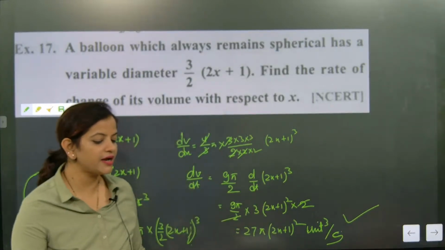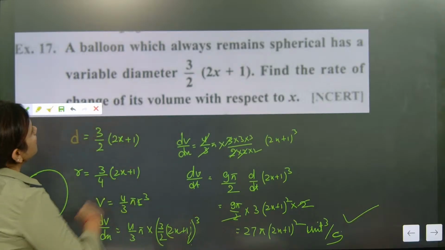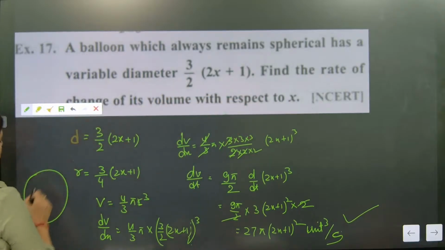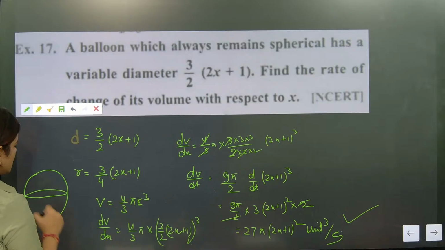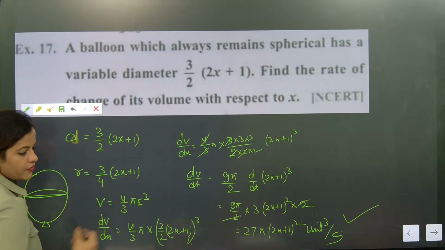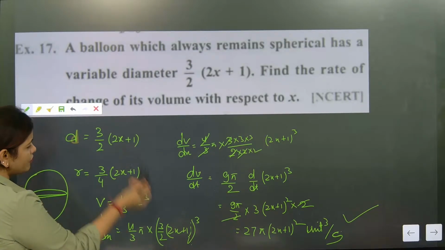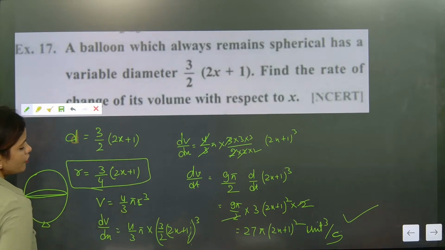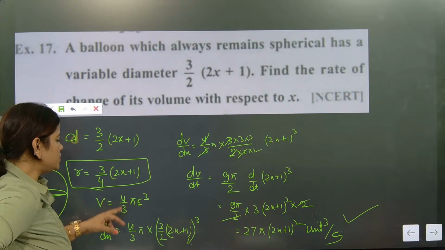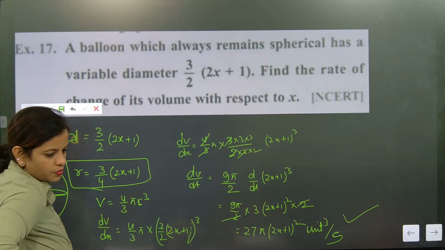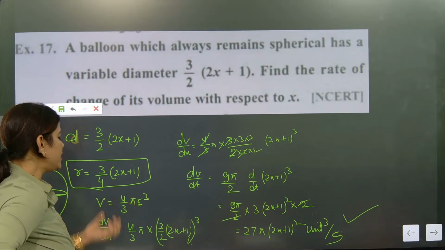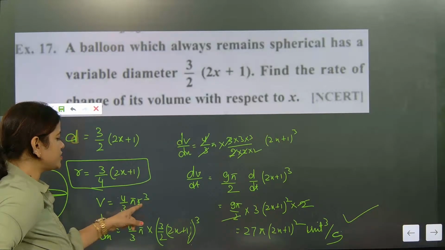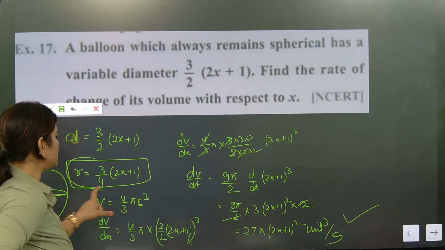Yaar. What they have given is a spherical balloon. This is your shape, boss, and in that they have given you the diameter. Whenever we talk about diameter, the radius is half of the diameter. So the radius part will become 3 by 4. Okay. Now, what is the volume formula? The volume formula is 4 by 3 pi r cube. This is the volume of a sphere. So when you are writing the volume of a sphere, the radius value came this much, 3 by 4.